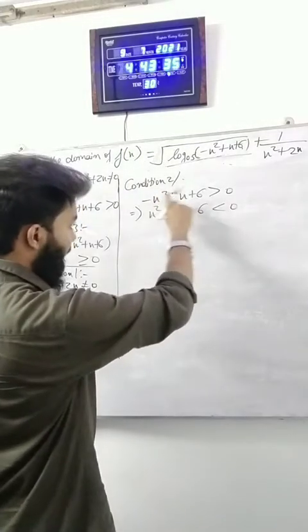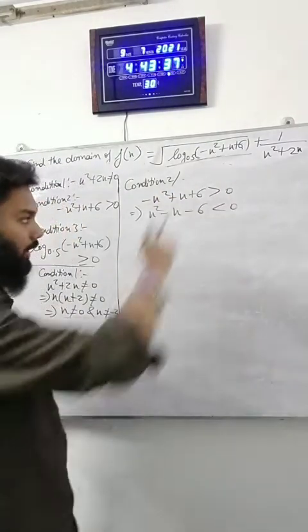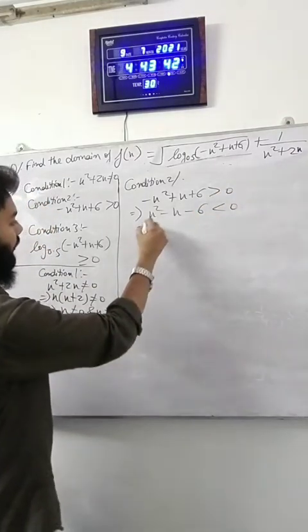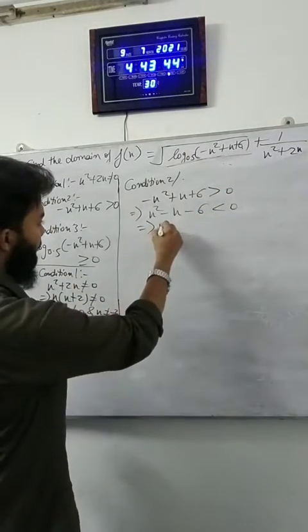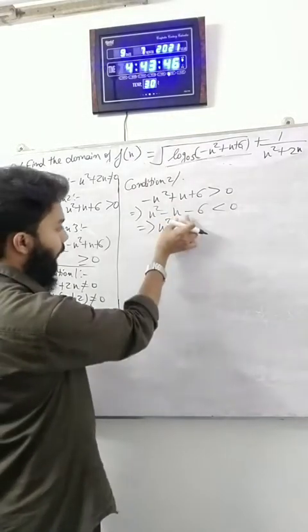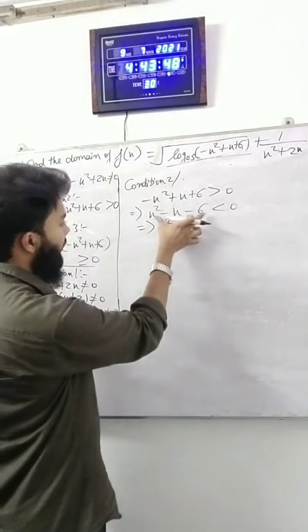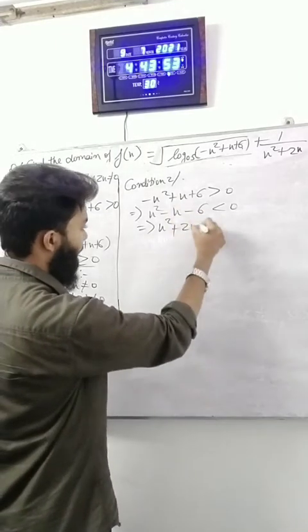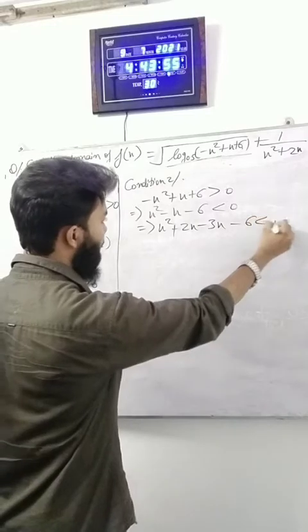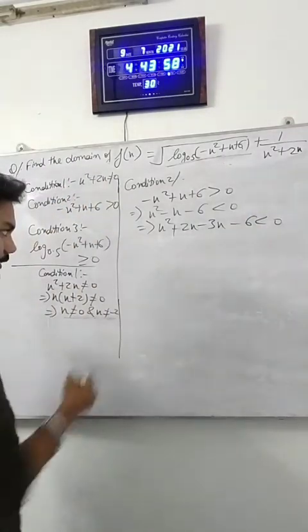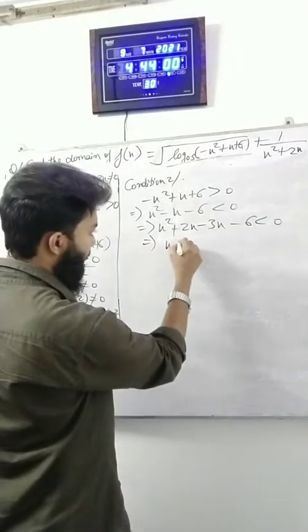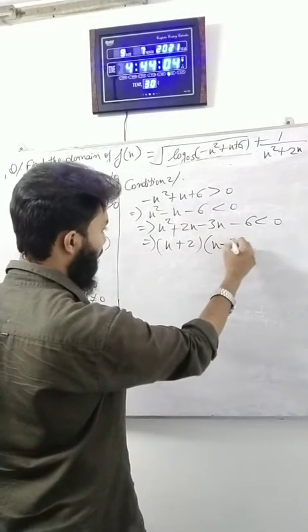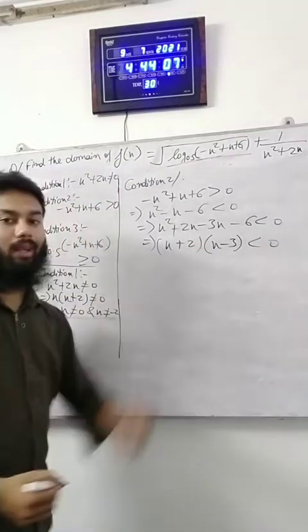I have transferred all these terms to the right hand side, and on the right hand side the sign of inequality will be less than. After that, I can factorize this by writing x square by splitting the middle term. We want the product of minus 6 and the second term as minus x. That means it can be factorized very easily in this way. So now we can see that this quadratic inequation has been factorized into these two linear factors.